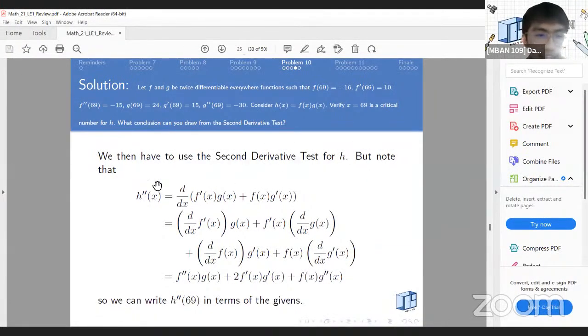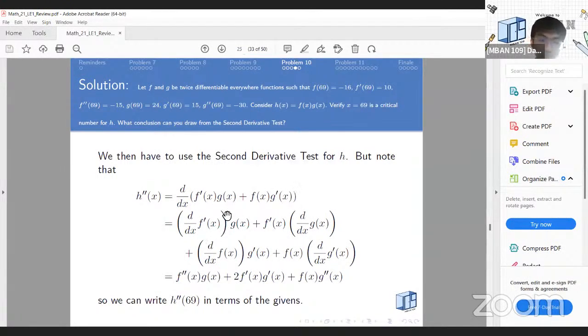But note that h double prime of x equals d over dx of the quantity h prime of x, or f prime of x multiplied to g of x plus f of x multiplied to g prime of x.